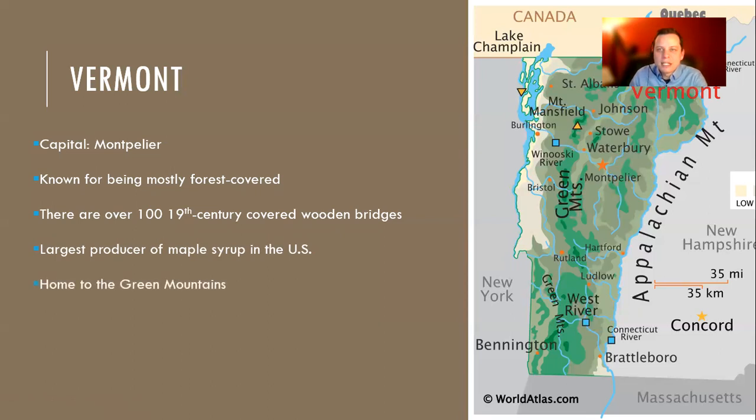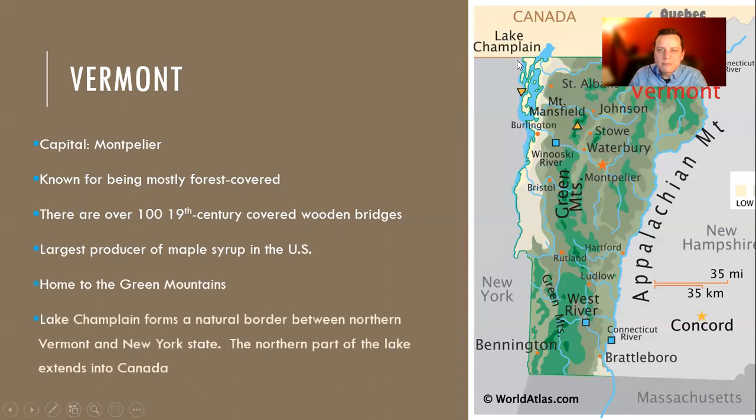And then you'll see in the northwest part of the state, Lake Champlain actually sticks into Canada a little bit, but it forms a natural border. And we've talked about natural borders in the past. Here you can see straight borders that might be based on lines of latitude and longitude. But here, Lake Champlain, you've got a natural border between the state of New York and Vermont. And then part of that same lake goes into Canada a little bit.